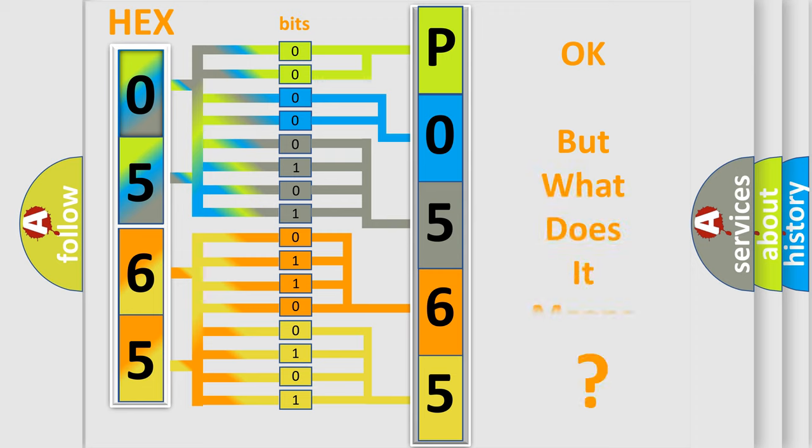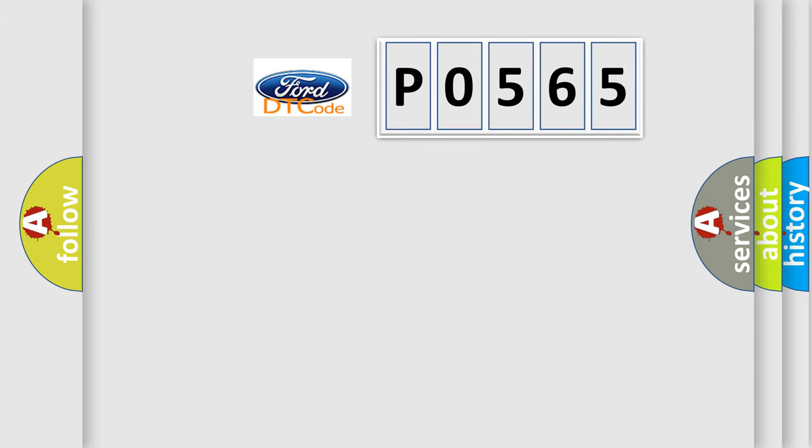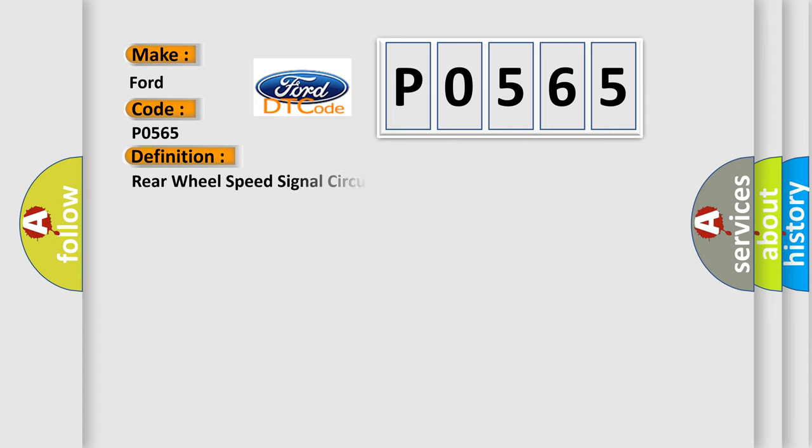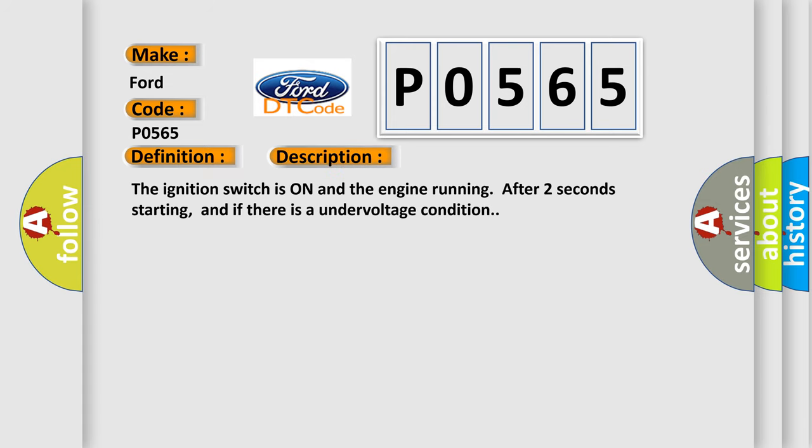The number itself does not make sense to us if we cannot assign information to what it actually expresses. So, what does the diagnostic trouble code P0565 specifically mean for Infiniti cars? The basic definition is rear wheel speed signal circuit open. And now this is a short description of this DTC code. The ignition switch is on and the engine running, and after 2 seconds of starting, if there is an undervoltage condition.